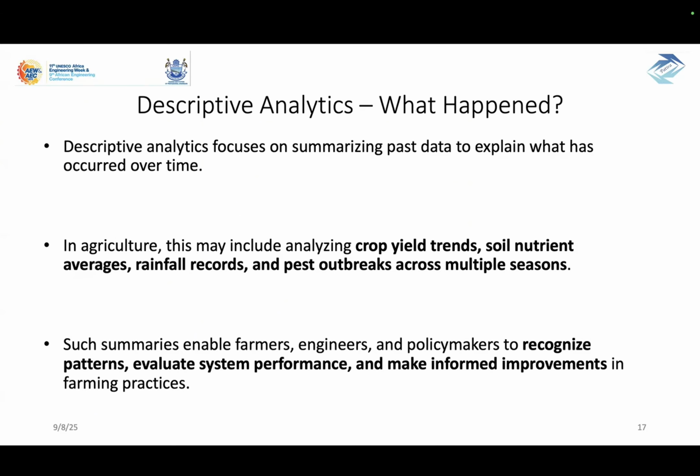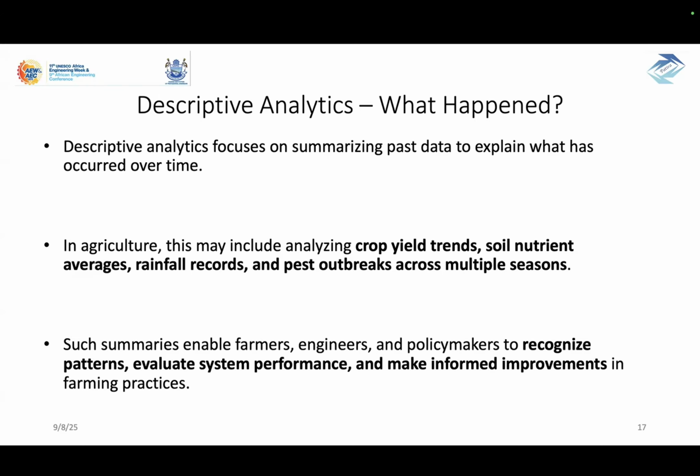So in agriculture, for example, this may include analyzing crop yield trends, soil nutrient averages, rainfall records, and pest outbreaks across multiple seasons. For example, locusts came a few years ago. So the first thing you ask is, what happened? The locusts came. That's descriptive analytics. If you go back to historical data, you can look at how often locust swarms come to Uganda. That will answer the question, what happened?